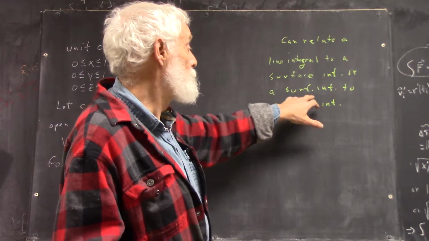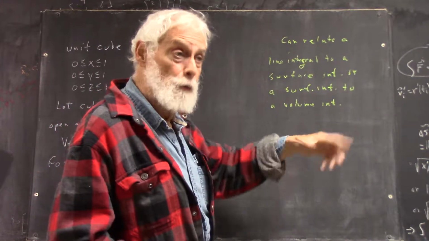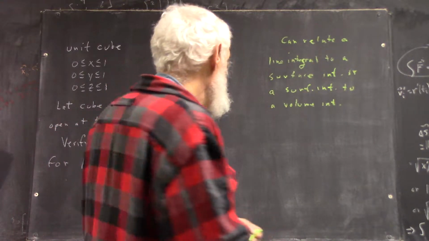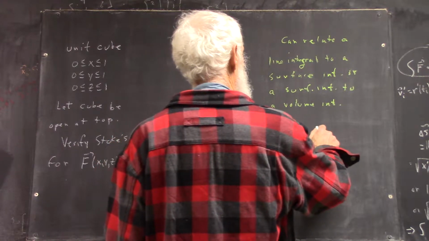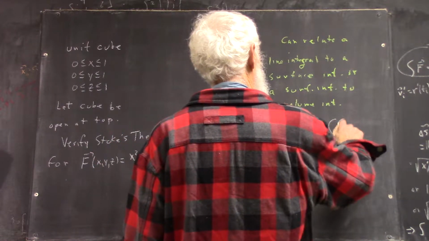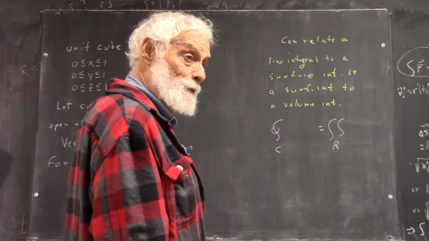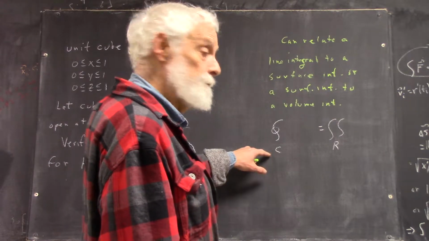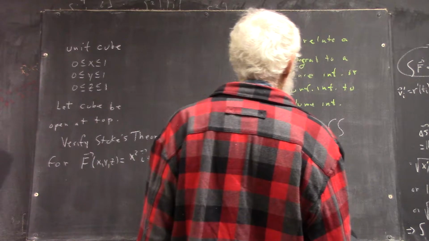Or you could go from a surface integral, which is an integral over a 2-dimensional region, to a volume integral, which is a 3-dimensional region. Okay? So you have something like the integral over a closed curve of something equals a double integral over an enclosed region, right? The region enclosed by the curve, okay?